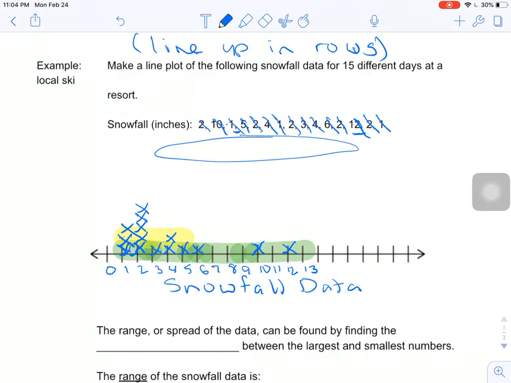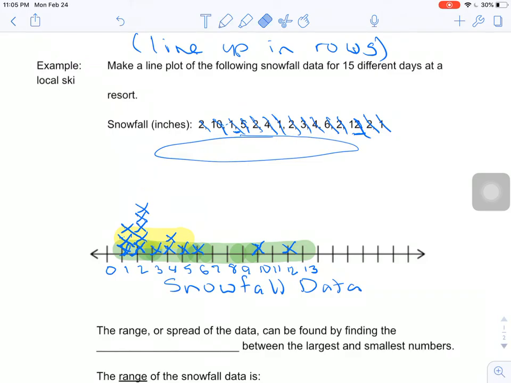The reason why you want to do that is because people look at the heights of how tall the X's are to see where most of the data is. So on this graph, you could see there were more days where we got 2 inches of snow than anything else, because that's the tallest stack of X's.